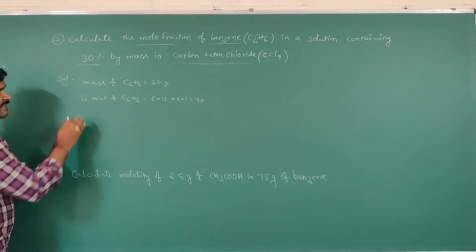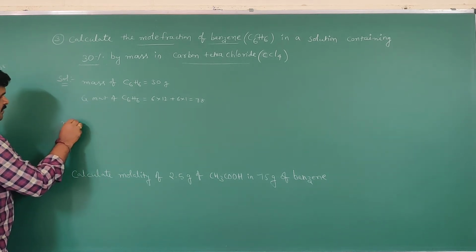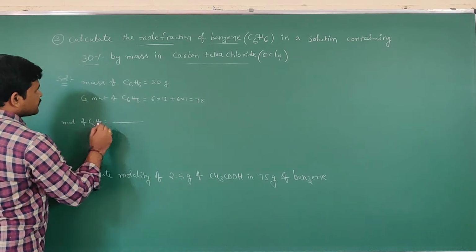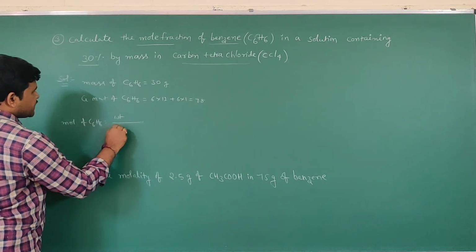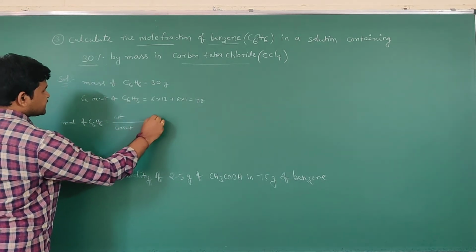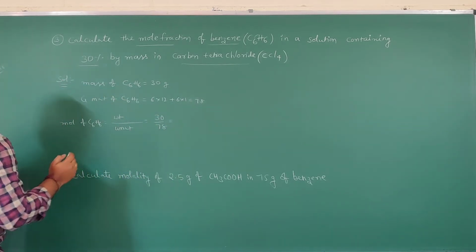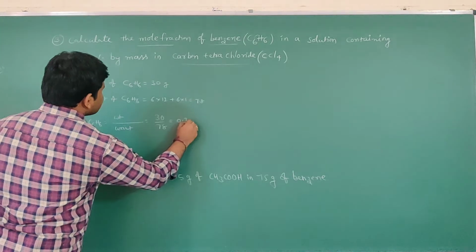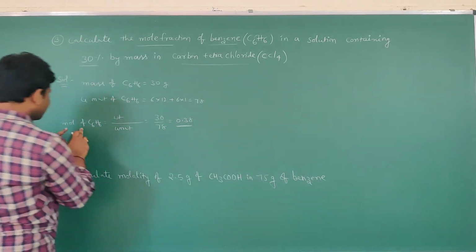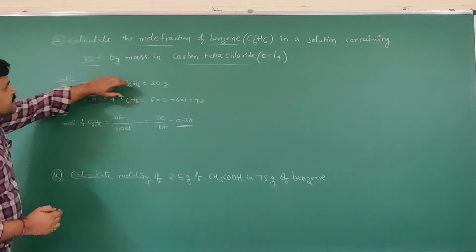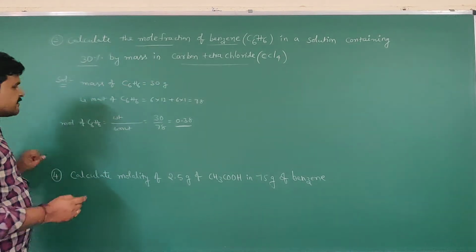What is the formula to calculate moles of benzene? Moles of C6H6 is equal to weight by gram molecular weight, that is equal to 30 by 78. So 30 by 78 means you will get 0.38 moles. So what is the moles of benzene? 0.38. Similarly, what is the mass of carbon tetrachloride?